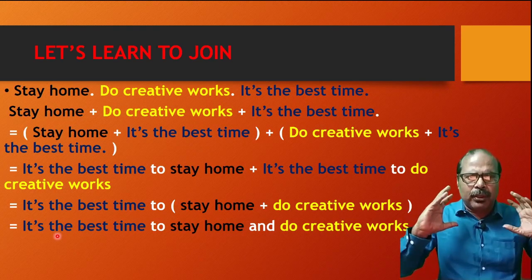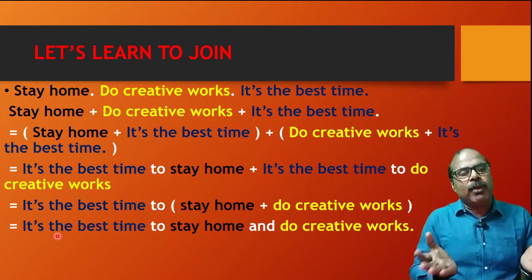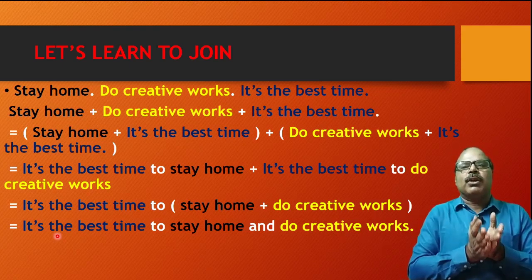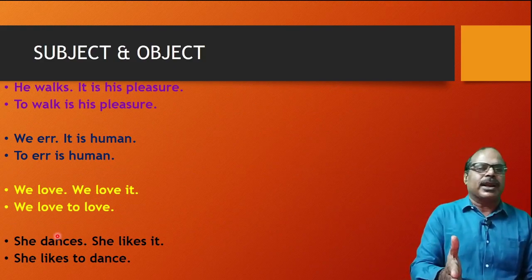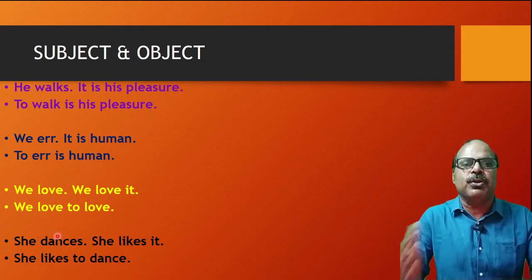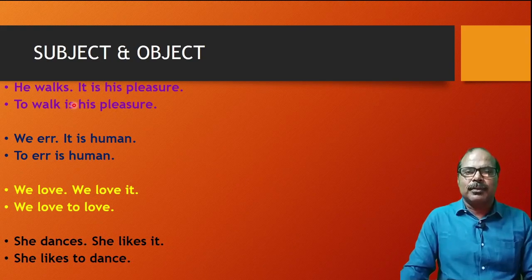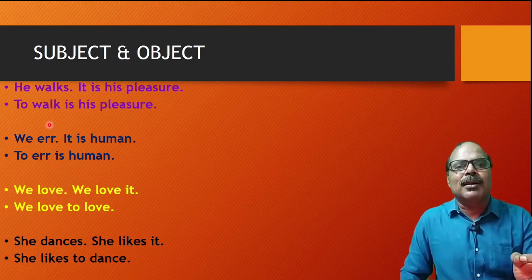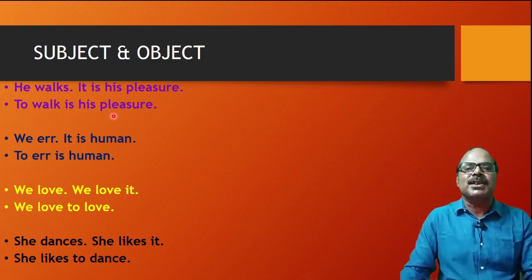If we think mathematically, in language, grammatical joining, synthesis, analysis become much easier. Now let us see some examples of how infinitive can be used as subject and object. He works, it is his pleasure. To work is his pleasure. To work, this very infinitive acts as the subject of this sentence.